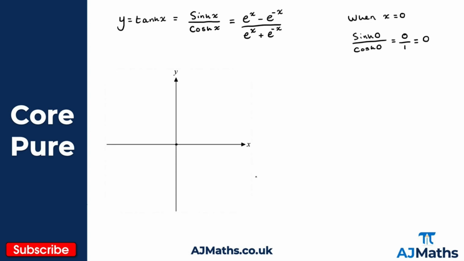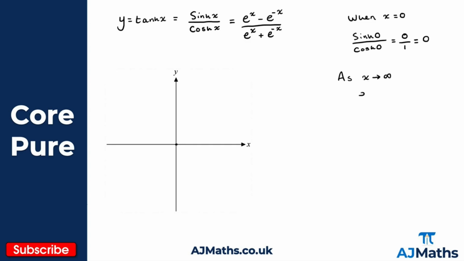Now, sketching y equals tanh x is a little bit tricky. What we need to do here is consider the behavior of the limits. So what happens as x tends to positive infinity? What actually happens to tanh x? Well, the first thing to note is that as x tends to infinity, this minus e to the minus x will tend to 0, as well as this e to the minus x. But I'm going to get left with e to the x over e to the x, which means that's going to tend to 1.